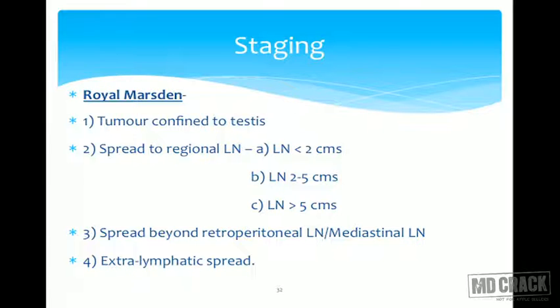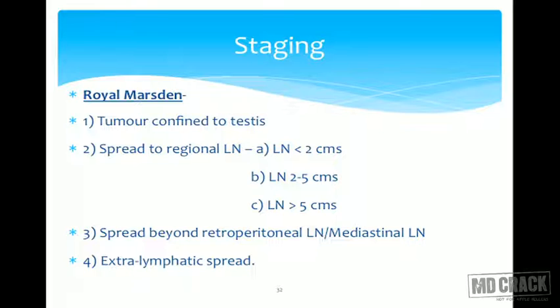Now there is the Royal Marsden classification available for staging the disease. Stage 1 is when the tumor is just confined to the testes, no retroperitoneal nodes. So excellent prognosis. We have cured the patient by doing a high inguinal orchidectomy. Stage 2, spread to regional lymph nodes, mainly inguinal ones, superficial and deep portions, and a few retroperitoneal. Lymph nodes less than 2 cm are 2A, between 2 to 5 cm in diameter 2B, and more than 5 centimeters tumor load is considered 2C.